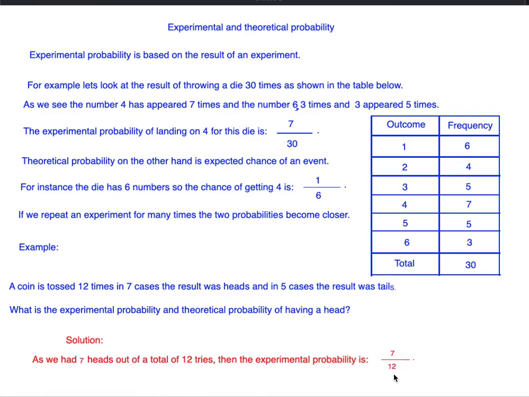But in theory, you have only 2 possible outcomes. One is heads, one is tails. So the chance of each of them is 1 in 2. That is the theoretical probability. So 1 in 2 versus the experimental, which is 7 on 12.